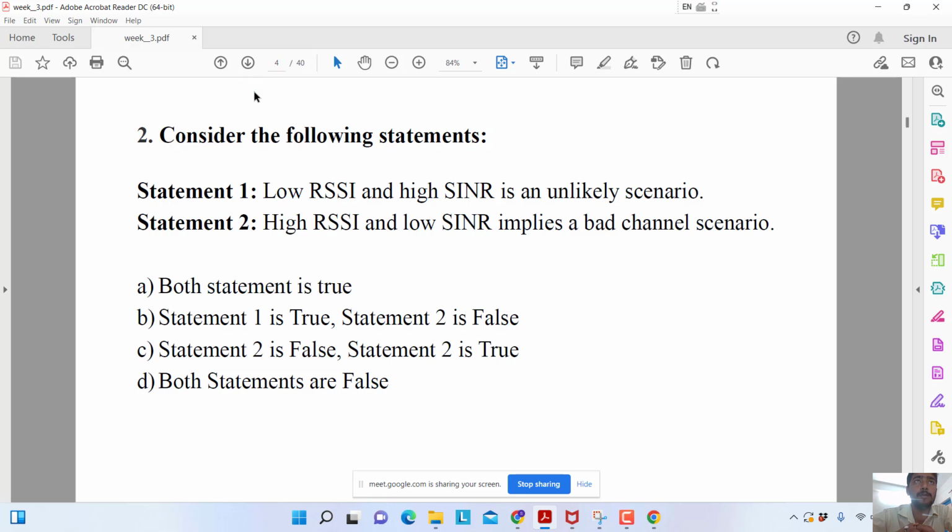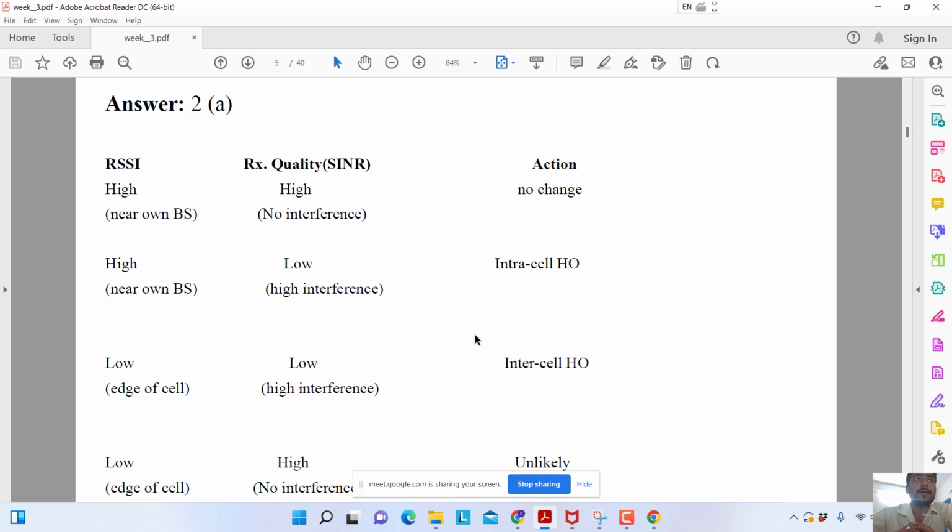Okay, now we see the explanation of this question. After that, we will conclude which option is correct. So here I take all four scenarios. We have a table of the RSSI, receive quality, and third is the action. Action means what we have to do. First is high RSSI. It means the user is just near the base station, so we have no problem.